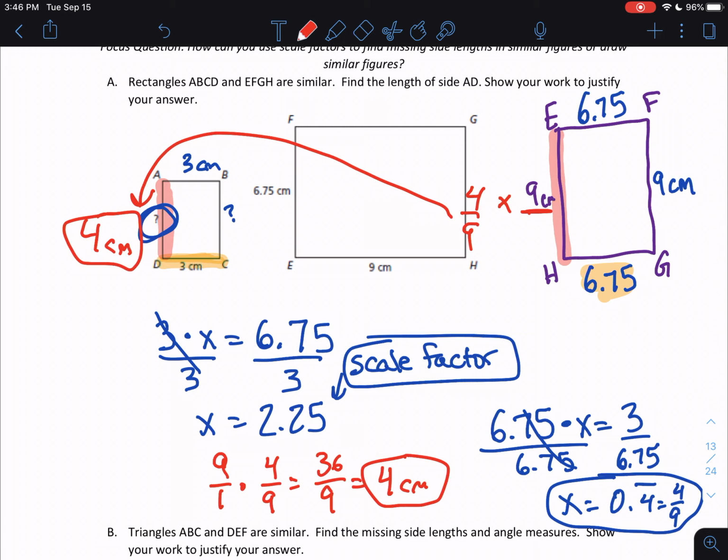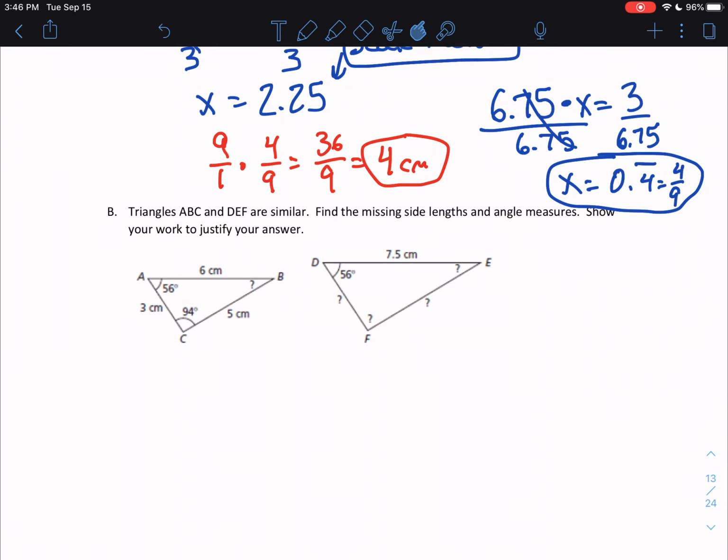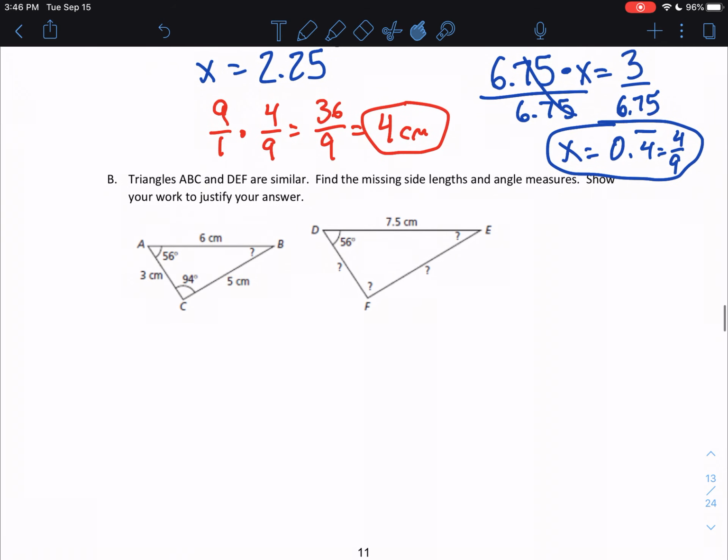Okay, so let's look at part B. In part B, we see triangles ABC and DEF are similar. Find the missing side lengths and angle measures. Show your work to justify your answer. I'm going to talk about the angles, and then I want you to try and use the method that we did in example A to find the 2 missing side lengths. But the first thing I'm going to do is talk about angles.